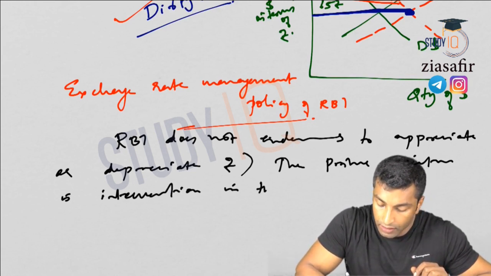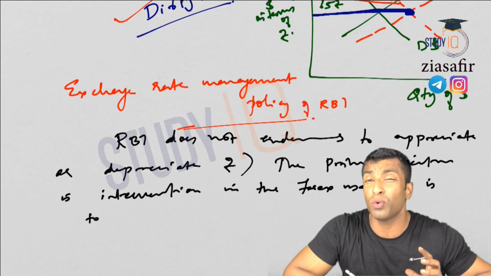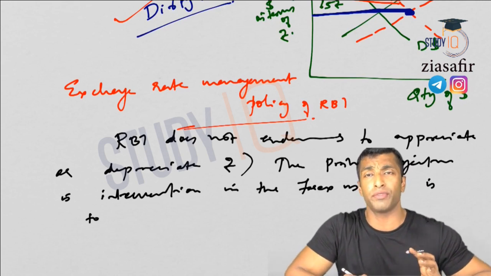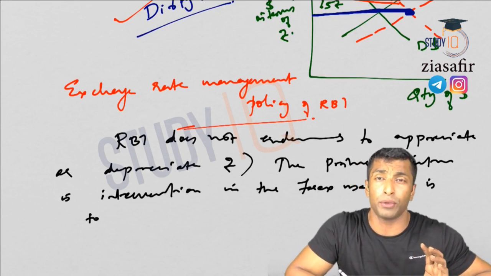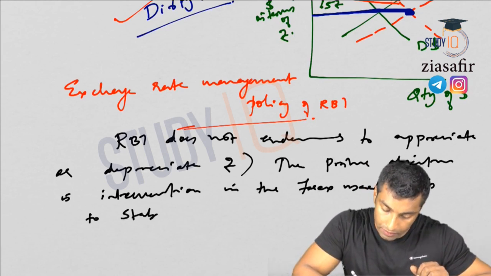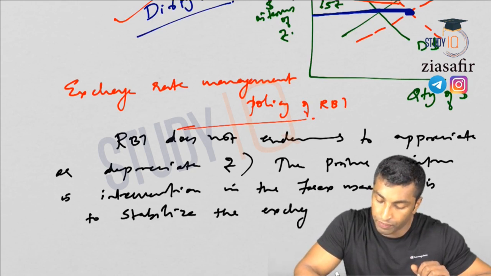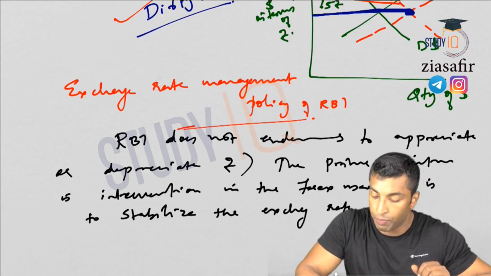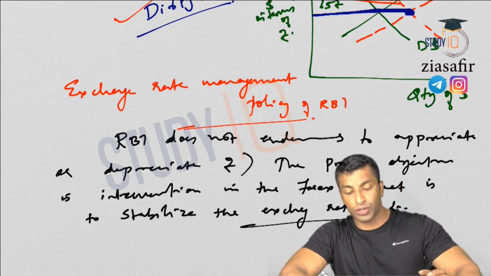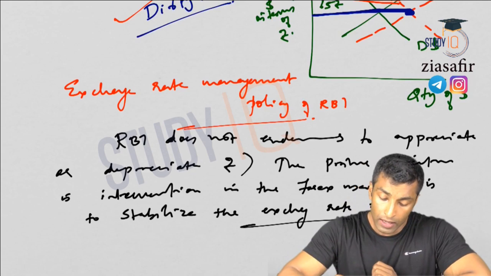intervention in the forex market is to stabilize. How and why RBI is actually interfering in the forex market is basically to stabilize the exchange rate of rupee. Okay, so I hope this is actually the exchange rate management policy of RBI. I hope this is clear for all of you.